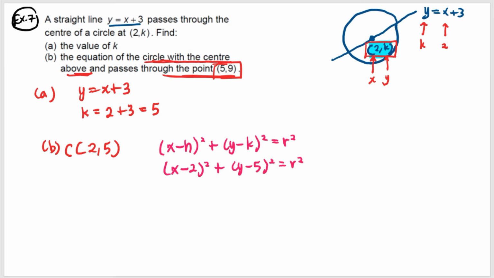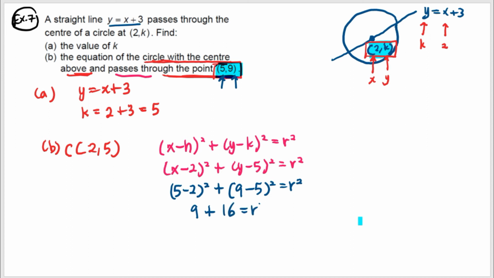Right now, because this new circle passes through these points, we can substitute the coordinates of this point into the equation of the circle. So we can substitute x with 5 and y with 9. We have (5 − 2)² + (9 − 5)² = r². So this one is 3², 3² is 9, plus 9 minus 5 which is 4, 4² is 16, which is r². Therefore, r² is given by 25.